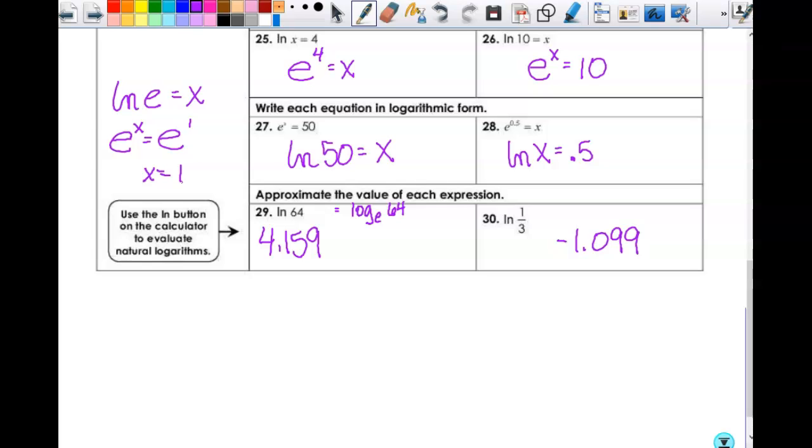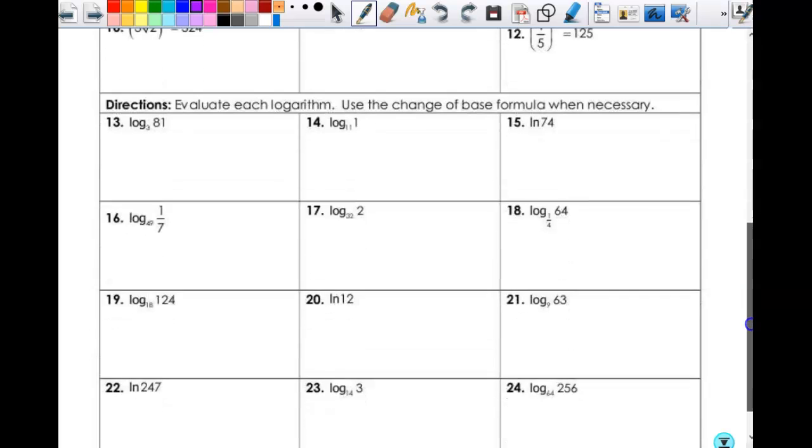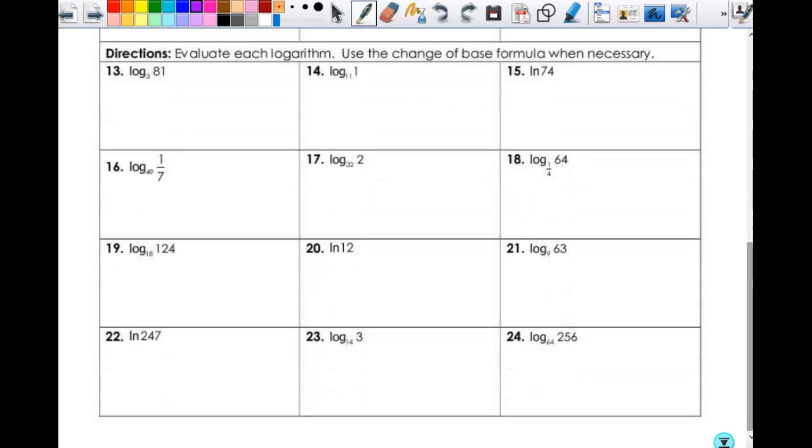All right, so let's look at your homework real quick. On the top, make sure you're reading the directions, because on 1 through 12, it just says write them. It doesn't say to evaluate them. You just got to rewrite the forms. When you get down to 13, it says evaluate each logarithm, use the change of base formula when necessary. So I better not see the change of base on every single problem, or I'm going to count them wrong. You only do it on the ones you have to do it on.